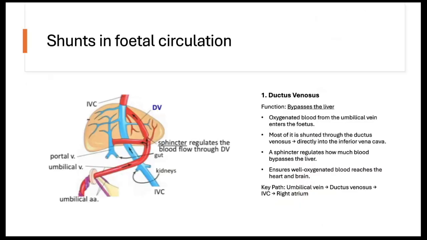There are 3 shunts in the fetal circulation which are not present later on in life. The first one being the ductus venosus, which you can see on this side. The function of the ductus venosus is basically to bypass the circulation which happens in the liver. Once the oxygenated blood enters from the umbilical vein into the fetus, it goes into the liver, and the ductus venosus bypasses the entire portal circulation, and sends it directly into the inferior vena cava. That's basically the function of the ductus venosus. And this ensures that the well oxygenated blood reaches the heart and the brain directly.